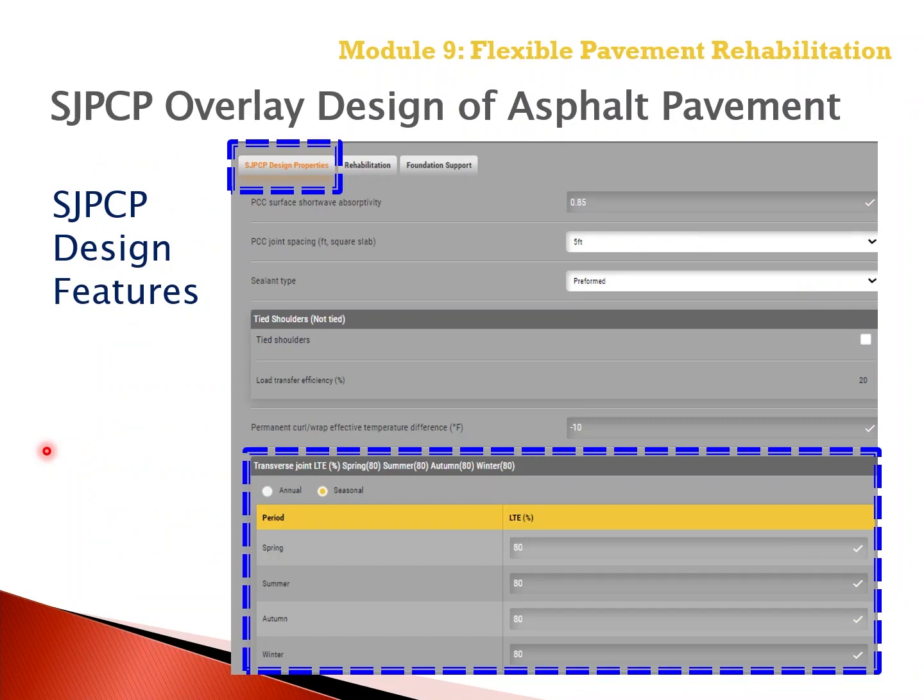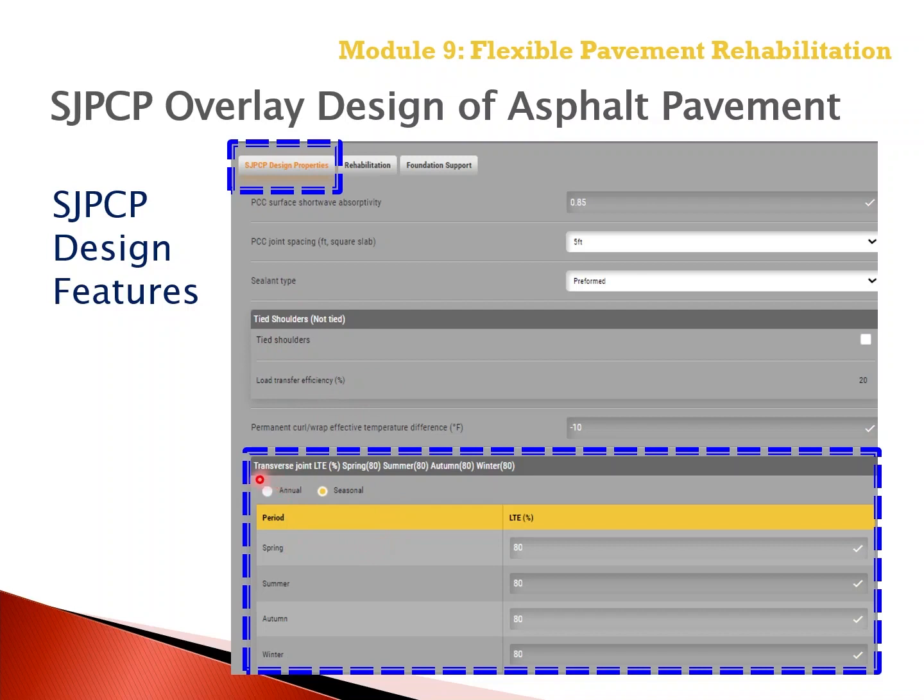So these are some of the design features. These are listed under the SJPCP design properties under the design features folder. This is the tab. The joint spacing, again, sealant type, which is the typical entry or input used for other concrete pavements, whether we have tight shoulders and the load transfer efficiency.